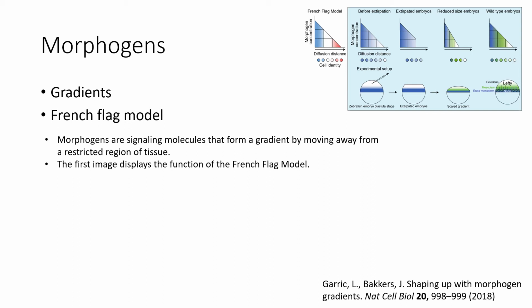Morphogens are signaling molecules that form a gradient by moving away from a restricted region of tissue. Cells can have different fates depending on the concentration of morphogens in their vicinity. The French flag model displays this by showing that having a greater diffusion distance can cause cells to differentiate differently.